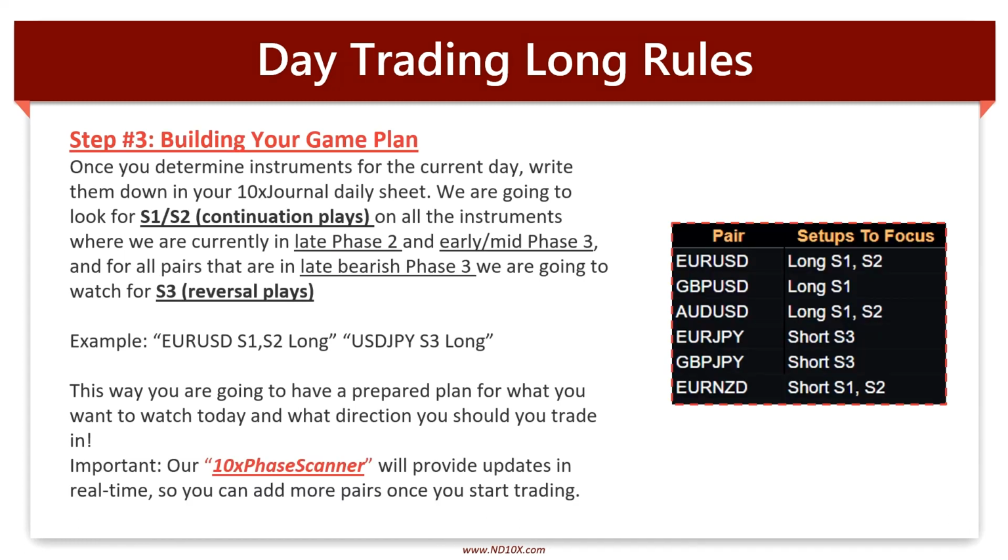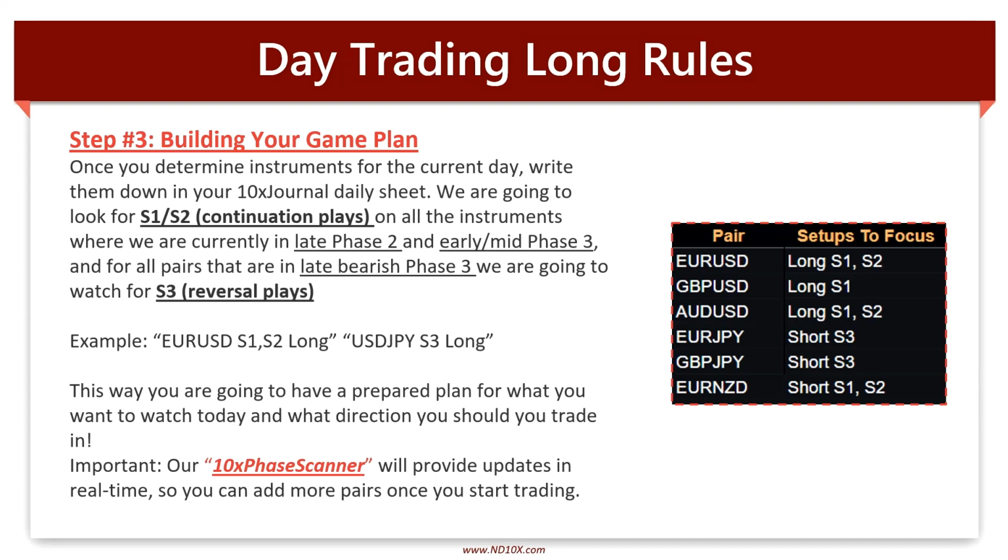Step 3. Building your game plan. Once you determine instruments for the current day, write them down in your 10x journal daily sheet. We are going to look for S1 and S2, so continuation plays, on all the instruments where we are currently in the late phase 2 and early to mid phase 3. And for all pairs that are in the late bearish phase 3, we are going to look for S3 reversal plays. So for example, Euro USD, we can write down S1 and S2 long, or dollar yen S3 long.